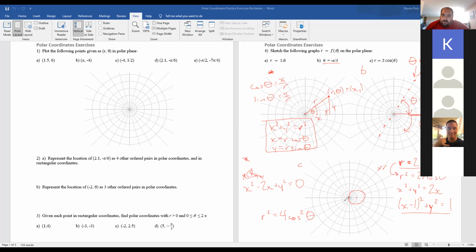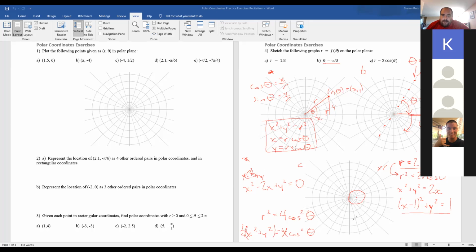You could just do x squared plus y squared equals 4 cosine squared theta. Okay. But then what am I going to do to get rid of this theta? Divide by 4, I guess. Okay. So I got 1/4 times x squared plus y squared equals cosine squared theta.